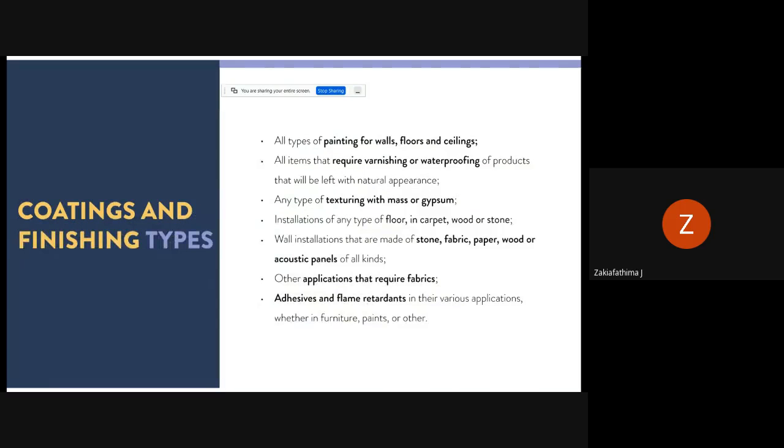Look for all types of paintings for walls, ceilings. What exactly are coatings and finishing? So walls, any painting that you get for your walls, floors, and ceilings. Anything that requires varnishing and waterproofing, textures with the mass or gypsum, the kind of installation you give in your floors, like carpet, wood, stone, all these are your coatings and finishing.